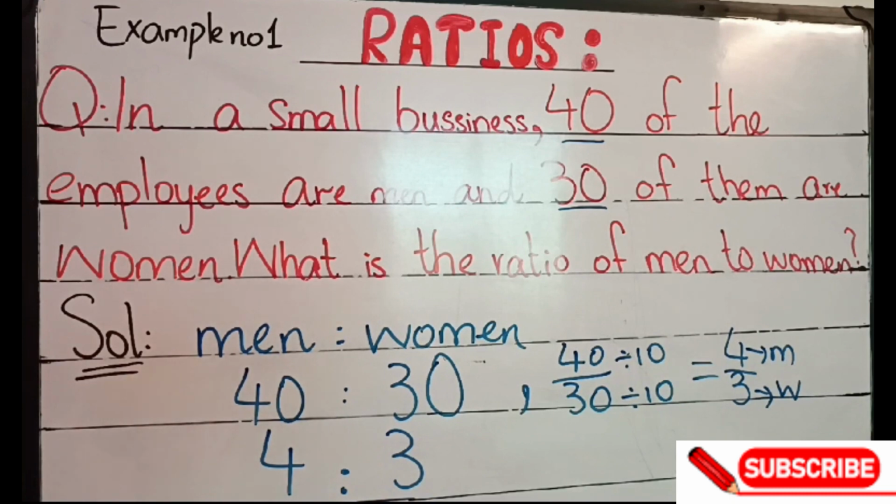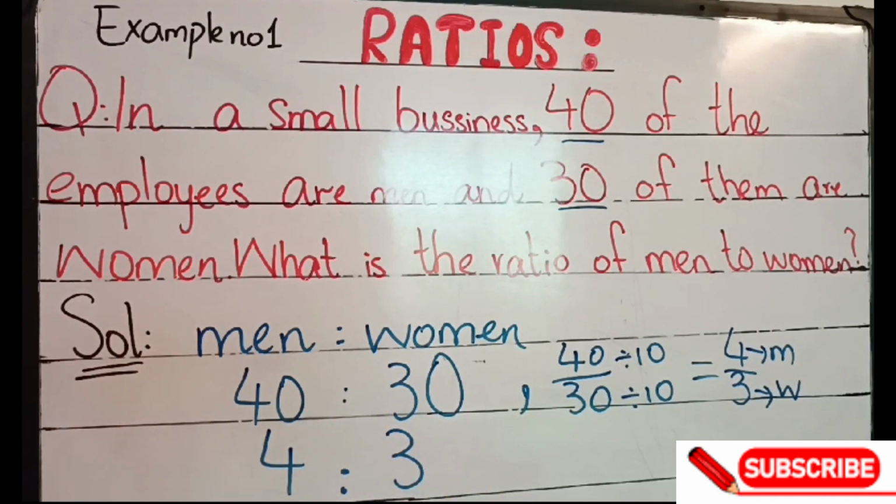So it means that for every 4 men, there are 3 women in the business. You can keep on adding the numbers. If you double it, 4 2s are 8, and this will be double as well, 3 2s are 6. And similarly, if you multiply by 10, 4 10s are 40, and when you multiply here with 10 as well, you will get 30.